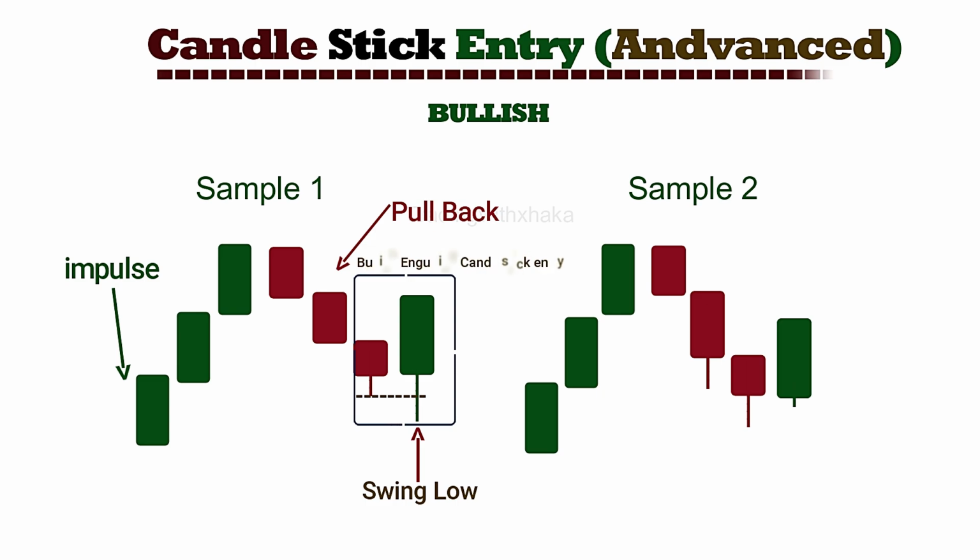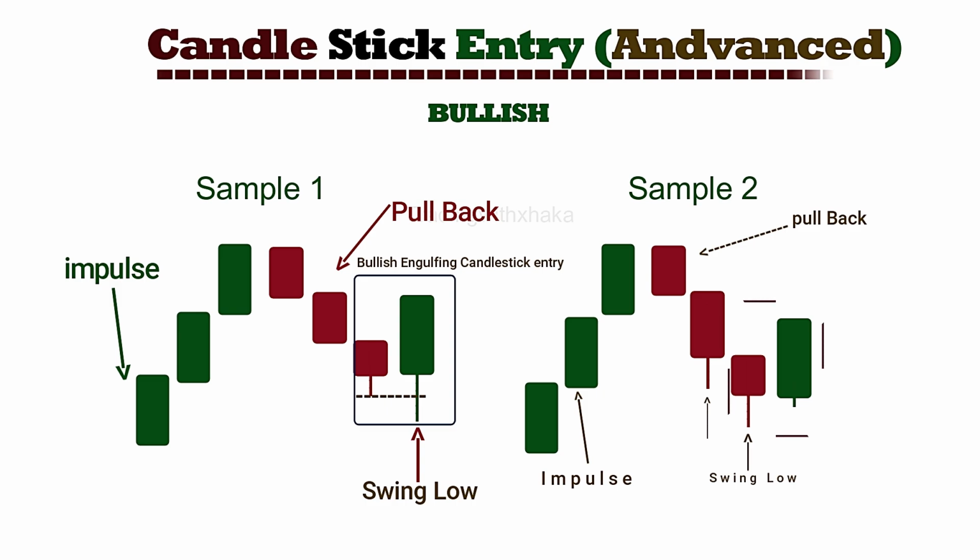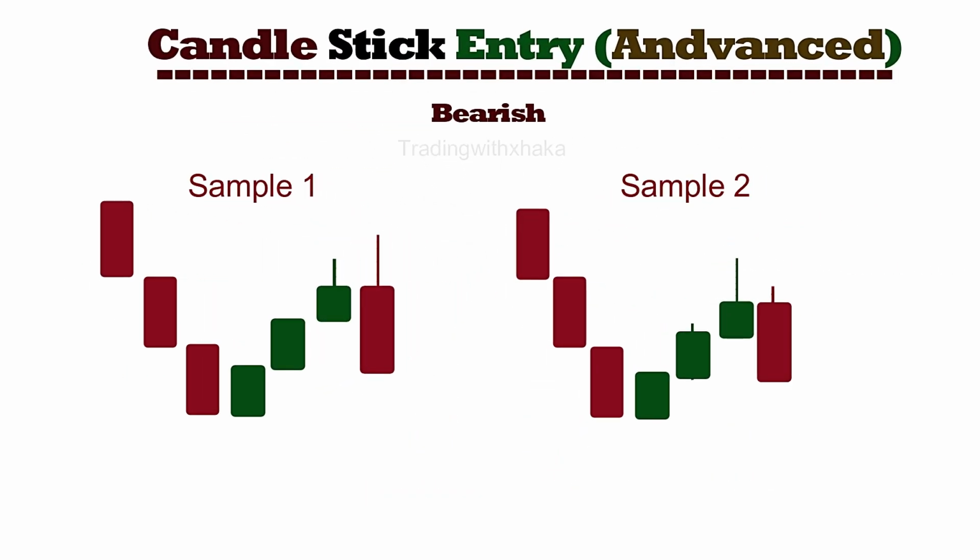Once this is done, and if the criteria I shared with you are met in your live chart, that's when you call it a bullish engulfing candlestick entry. I hope this is simple. Then move to sample 2. Same thing happens: impulsive move, pullback, swing low. You notice the candle that engulfed the last candle that shows the swing low did not move down below because it has engulfed it. Hence, you have got it. We are good to go.